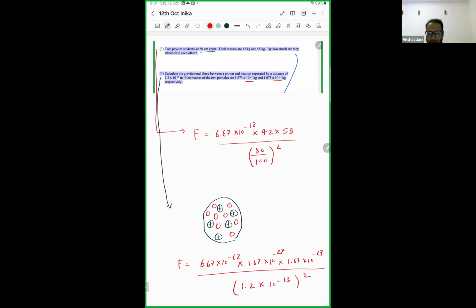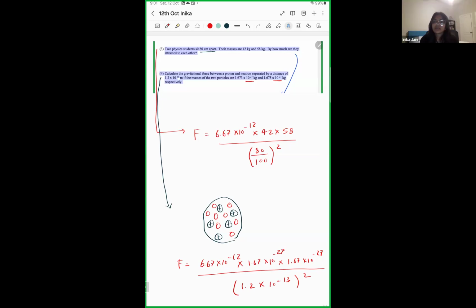So you get a force which is as small as possible. Even this 10 to the power minus 13, when squared, will become 10 to the power minus 26. Here you have 10 to the power minus 27. So it will get partly cancelled out, but still it is a very, very low force you are getting over here. And this low force cannot hold the nucleus together. That's why you need nuclear force.